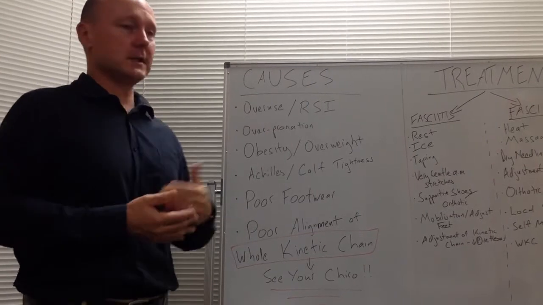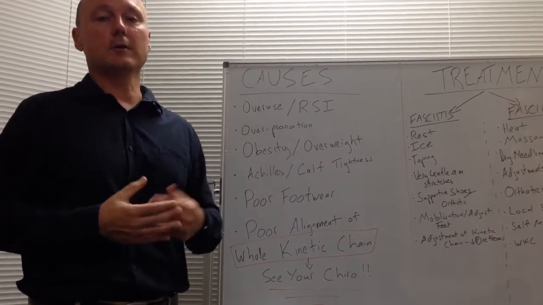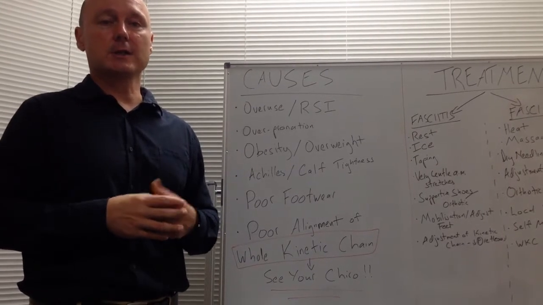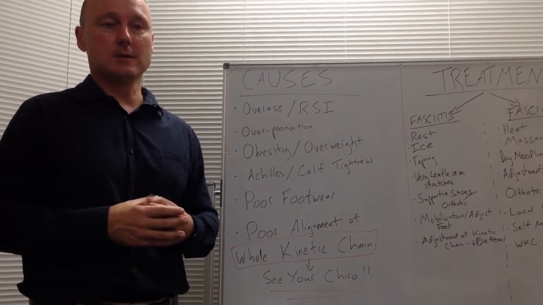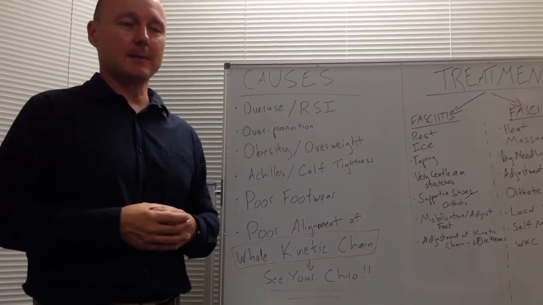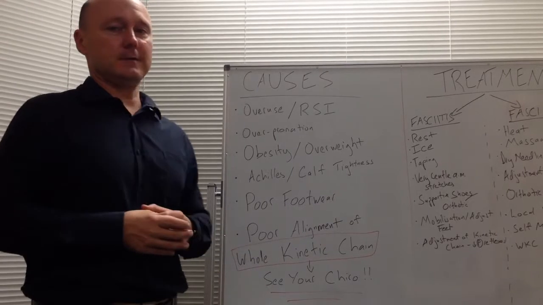Poor footwear obviously fits in with the overpronation or the rolling of the ankles. If we're not wearing good supportive shoes that support our arches, then we're going to tend to see more breakdown of tissue. Conversely, high heels, which I know a lot of women are going to be complaining about, are a big contributing factor to this.